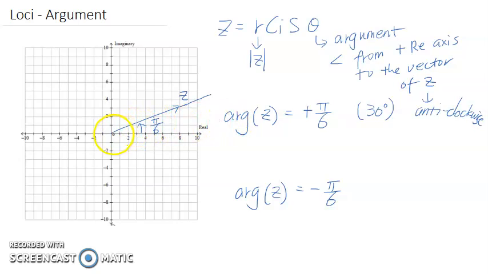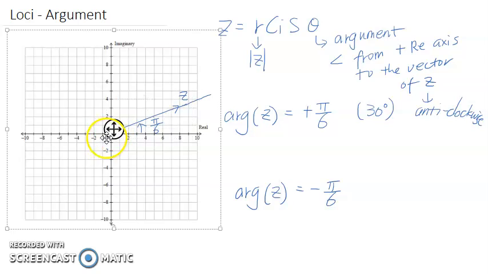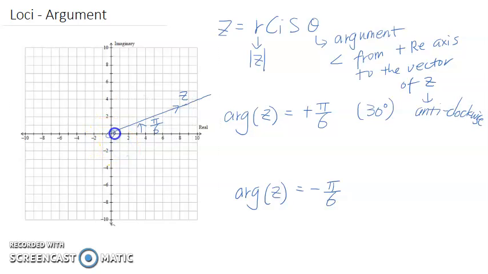However, one thing you need to remember is that at the origin, the angle is not defined. It's not 30 degrees, so we cannot use a solid dot. We have to use an empty dot to show that at the origin, the argument is not defined.